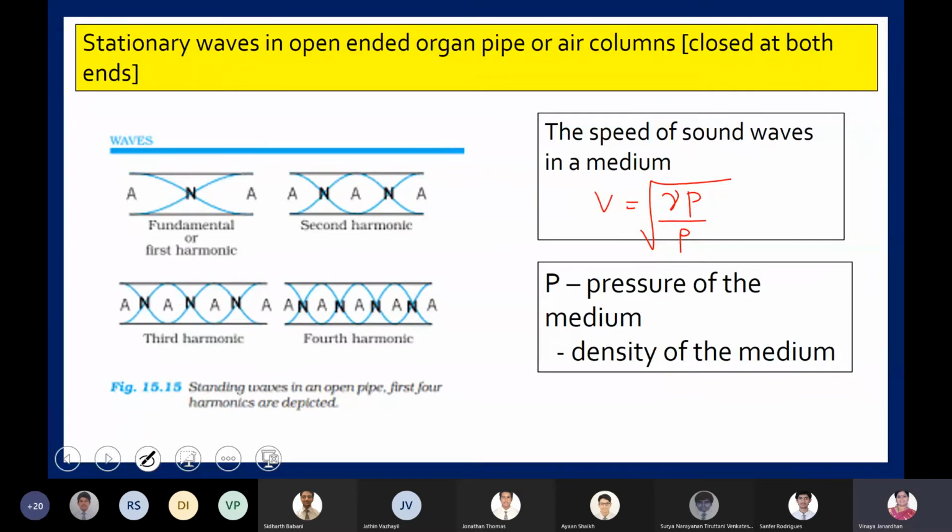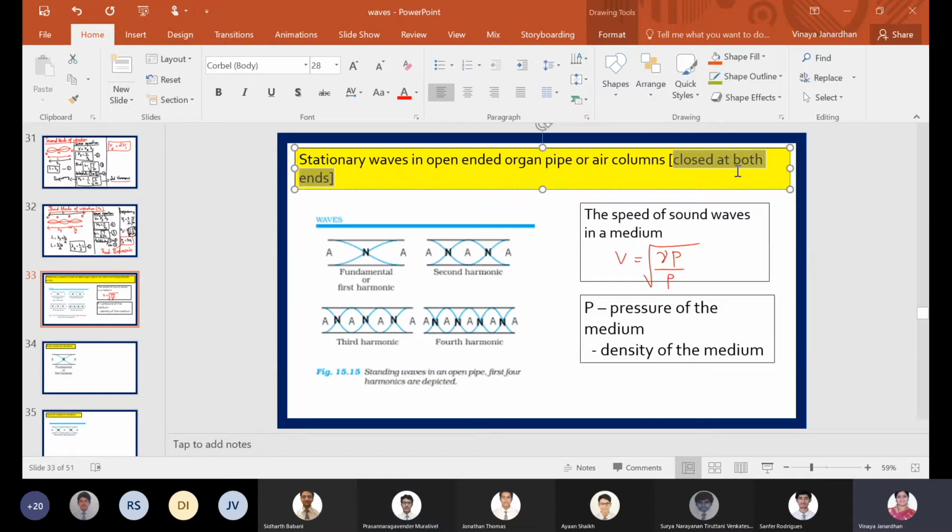Ma'am, stationary waves. Yes. Is it an open pipe or closed pipe? No, this is, sorry, boys, this is opened at both the ends, right? Opened at both the ends. Write this heading. Okay, ma'am. Ma'am, do we have to draw this? No, drawing is next, boys. We'll draw the diagram for each mode of vibration. Only thing is that write the heading.